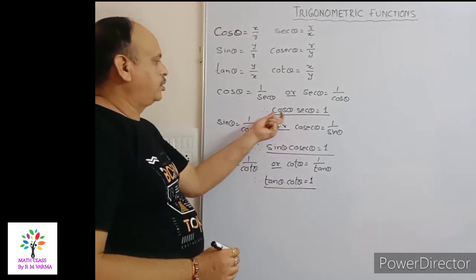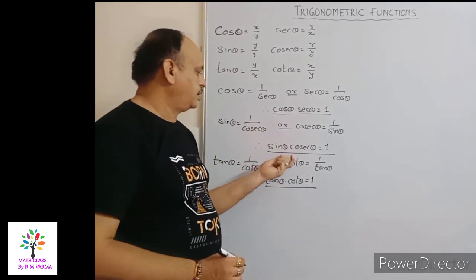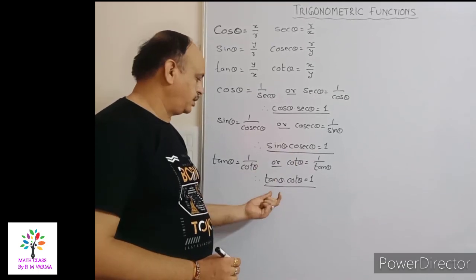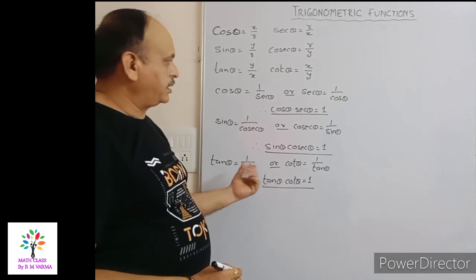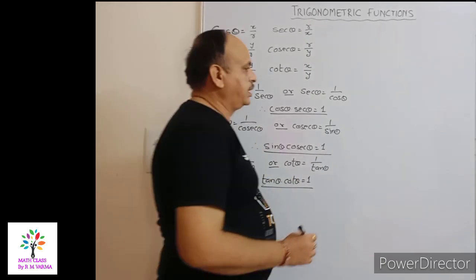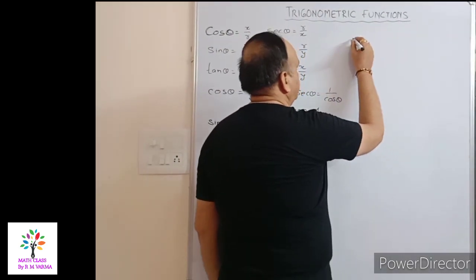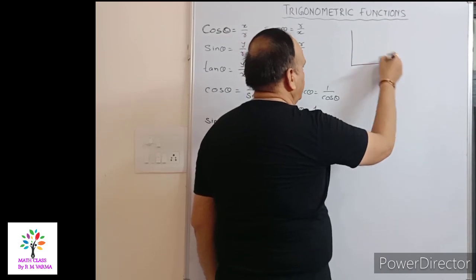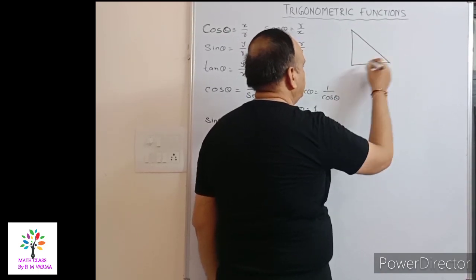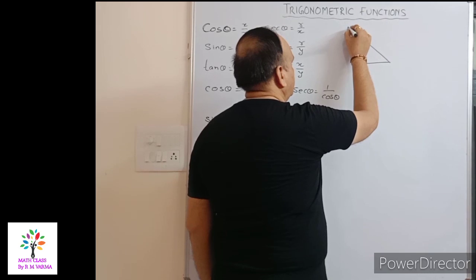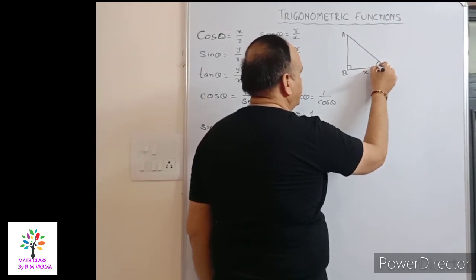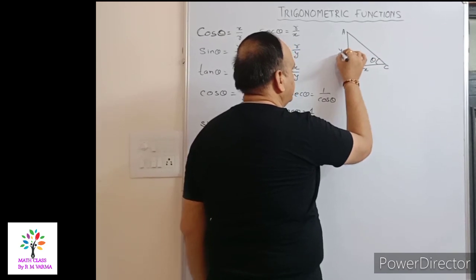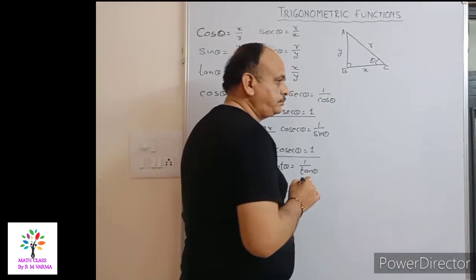That means cos and sec are inverse of each other, sine and cosec are inverse of each other, tan and cot are inverse of each other. Now as I said, with the Pythagoras theorem and a right angle triangle we can find out something. So once again I try that. Right angle triangle ABC, easy to understand. If this is theta, this is x, this is y, this is r.